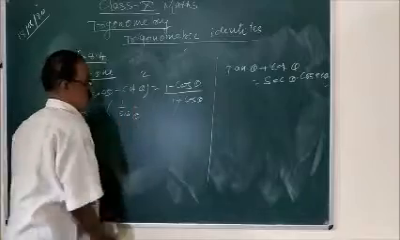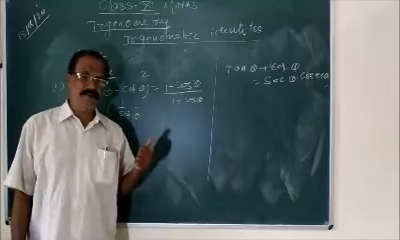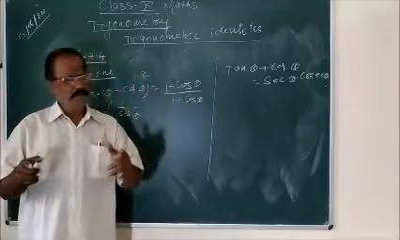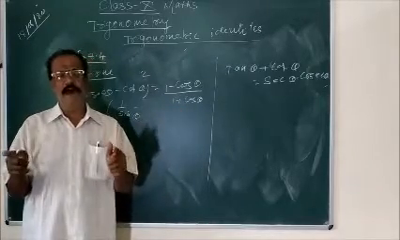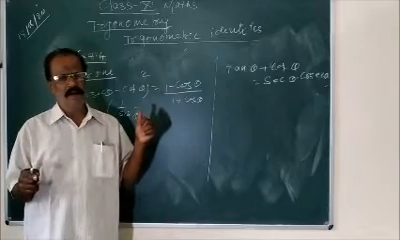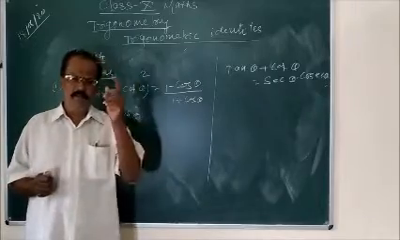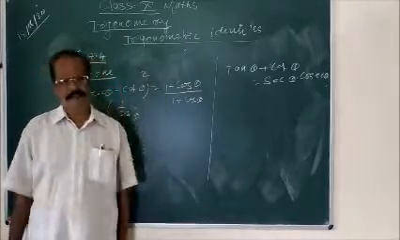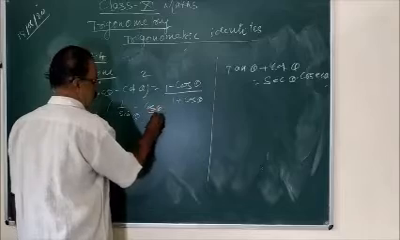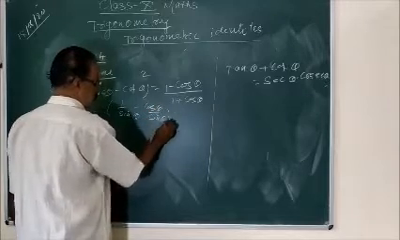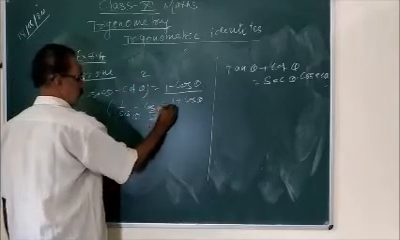Now here you can ask the question, sir, how can we know which identities should be used? So my dear, there is no definite rule which formula is suitable here. That depends on your continuous practice. More questions, more ideas you will learn. Understand? So, cot is equal to cos by sin. Now we have converted cosec into 1 by sin.